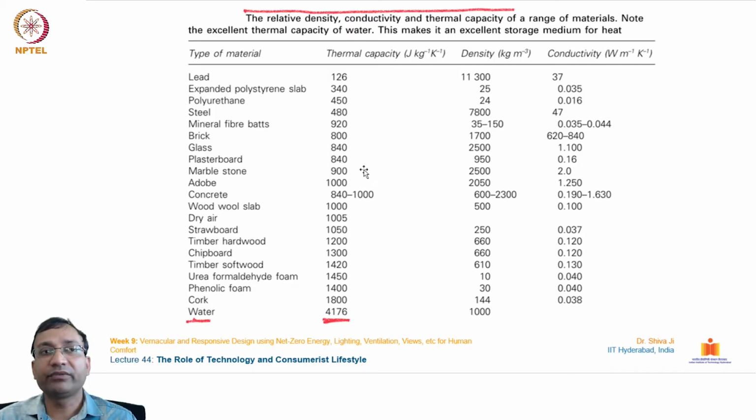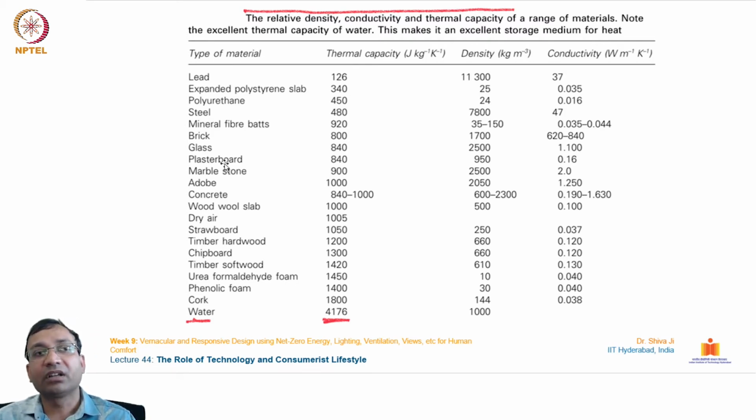So in the thermal capacity, if you see, lead has the lowest, 126, and water has the highest capacity to retain heat. So how can water be utilized, maybe as packets and layers, to work as a buffer between interiors and exteriors? This interpretation is up to you.